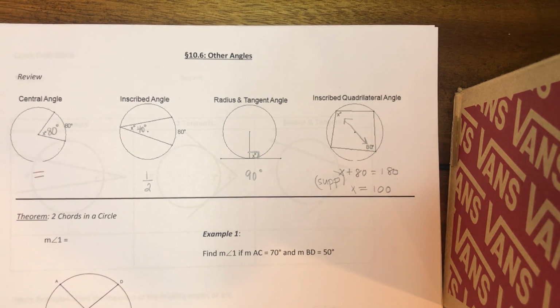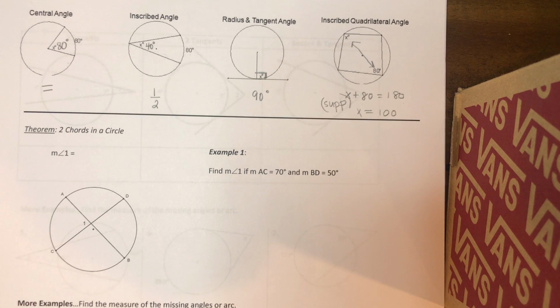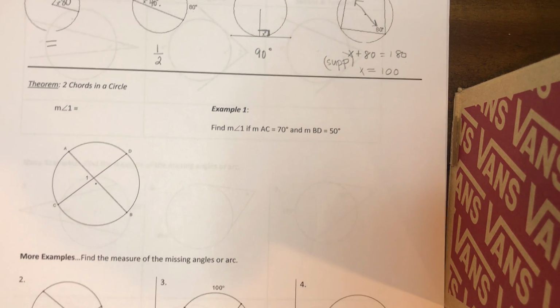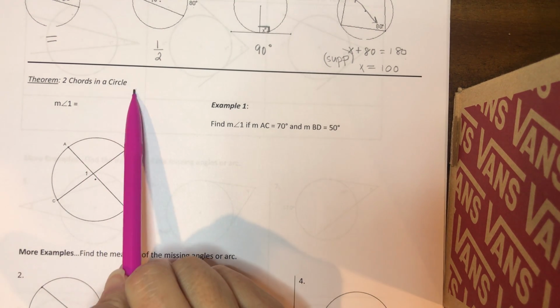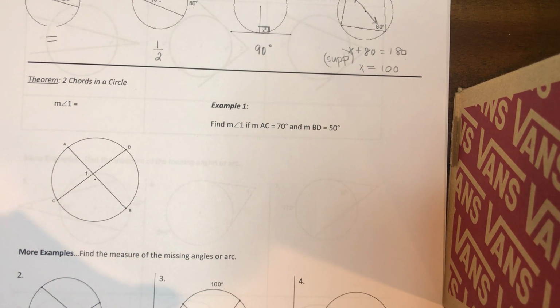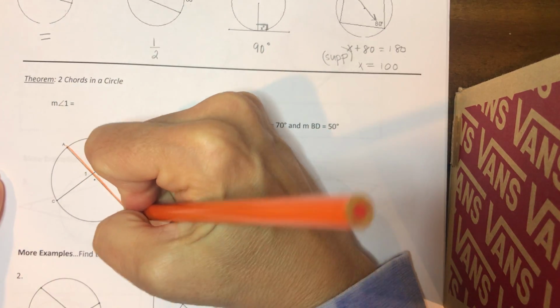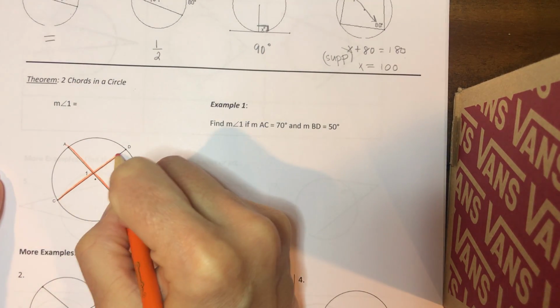Okay, so that was a quick little review. Now we're going to learn a couple of different types of angles. So the first thing that we're going to talk about is when we have two chords inside of a circle. So we have our two chords here. We have chord AB and we have chord CD.